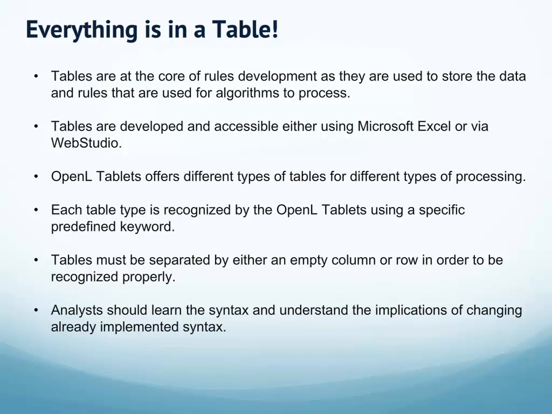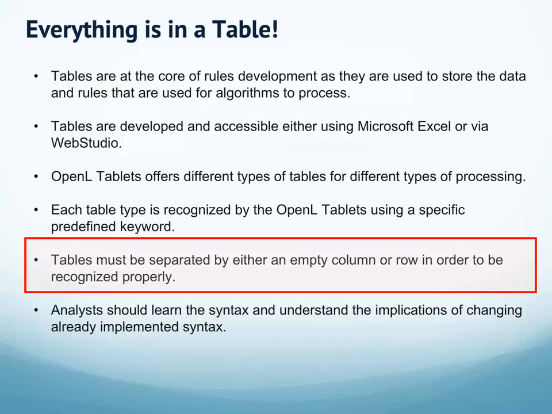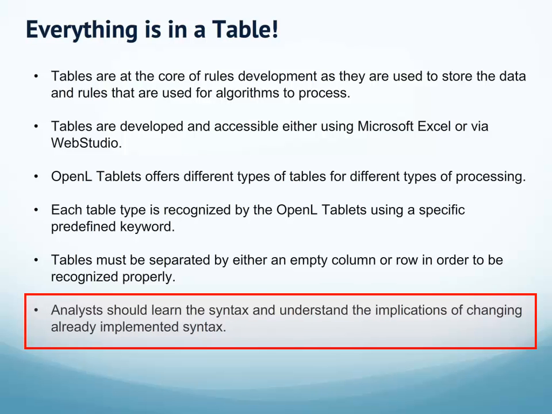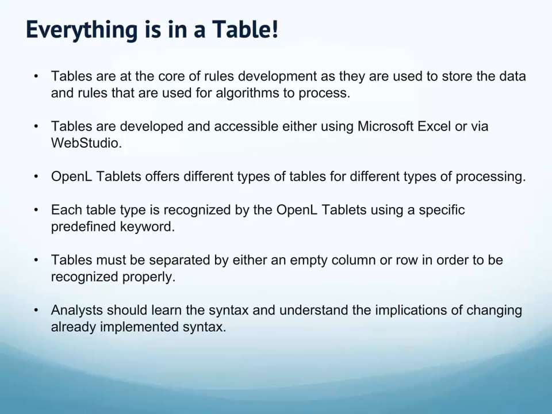Also, tables that perform different rules must be separated by either an empty column or row. So rules with different goals that have different tables need to be separated by one blank row or one blank column so OpenL knows that they're two separate tables. As an analyst, it's imperative that you understand the syntax that's required for OpenL to recognize your rules and tables, and this is what we're going to discuss right now.